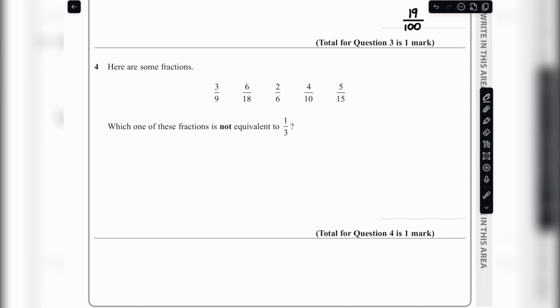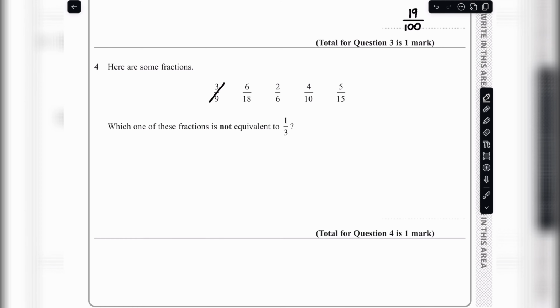In question 4, we are given some fractions. Which one of these fractions is not equivalent to 1/3? So the simplest way we can go about answering this question is by simplifying each fraction. So if we simplify each fraction, the first fraction, we can divide the numerator and the denominator by 3. So that gives us 1/3. And you will notice that the denominator is 3 times the numerator. So our answer is definitely not 3 over 9.